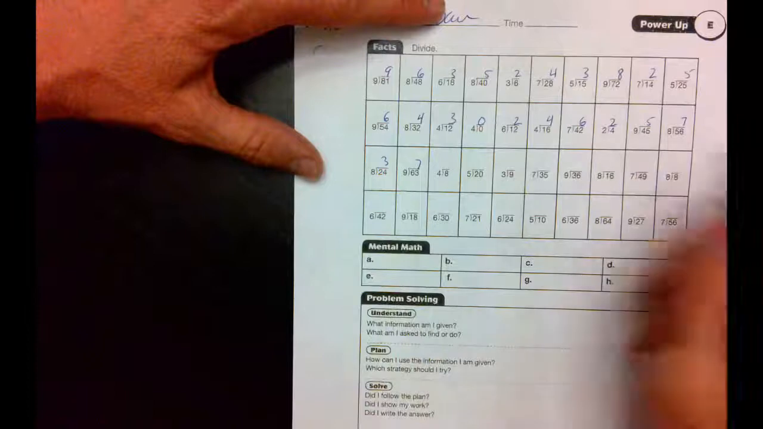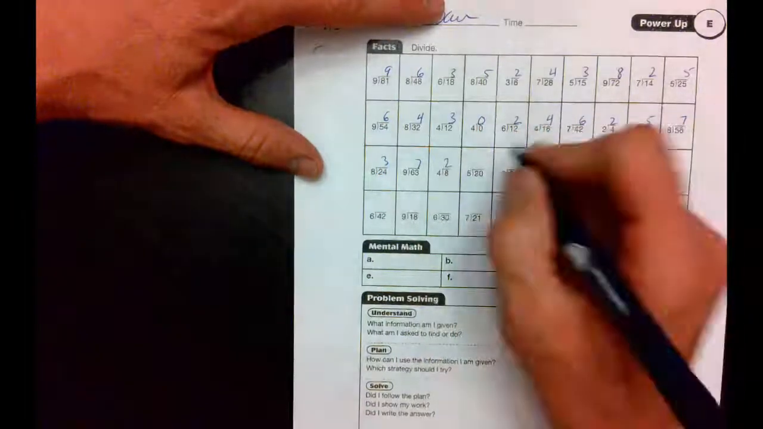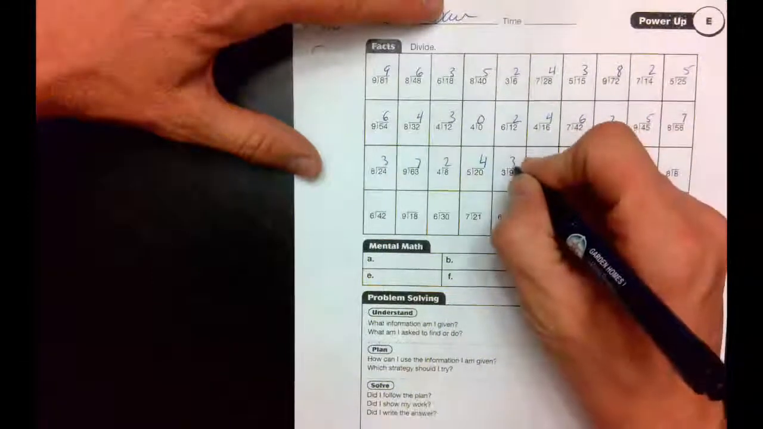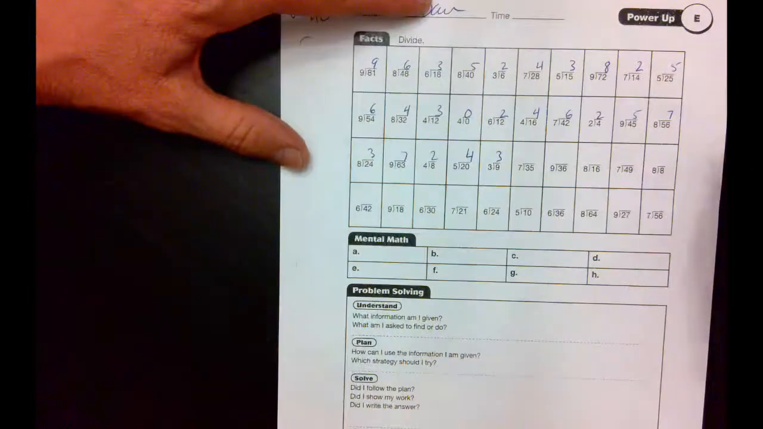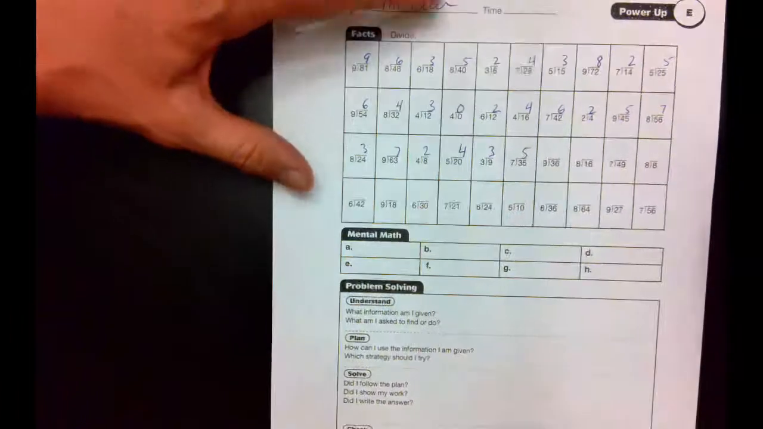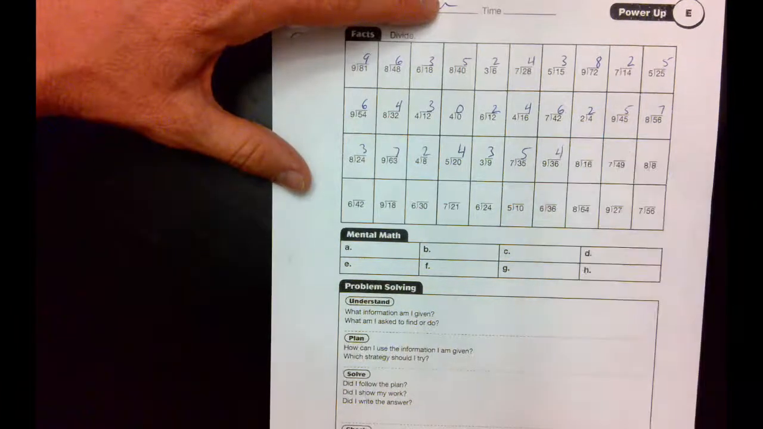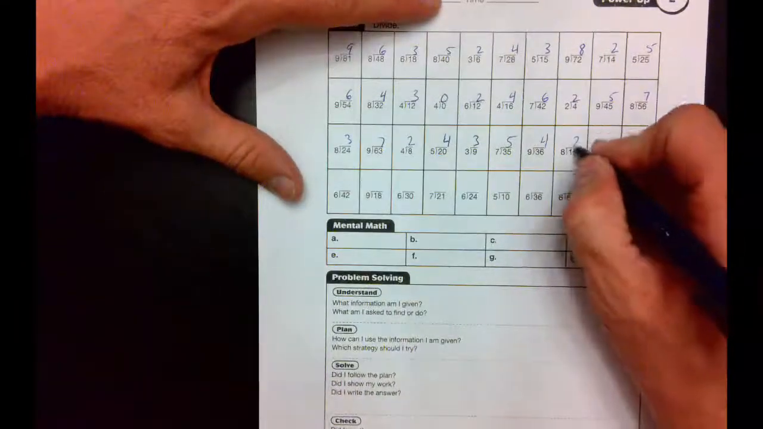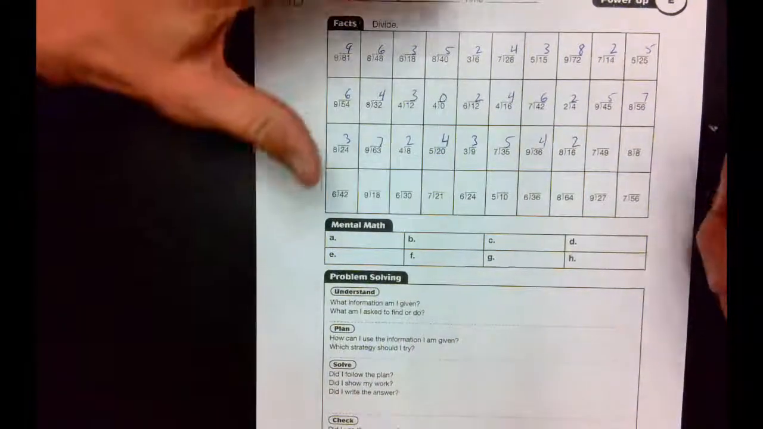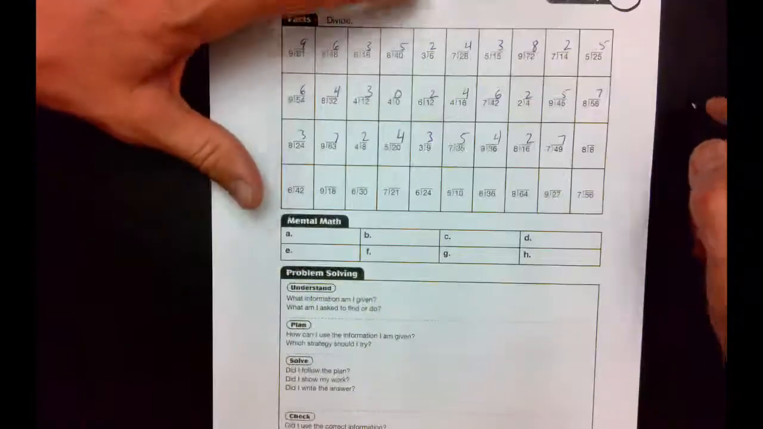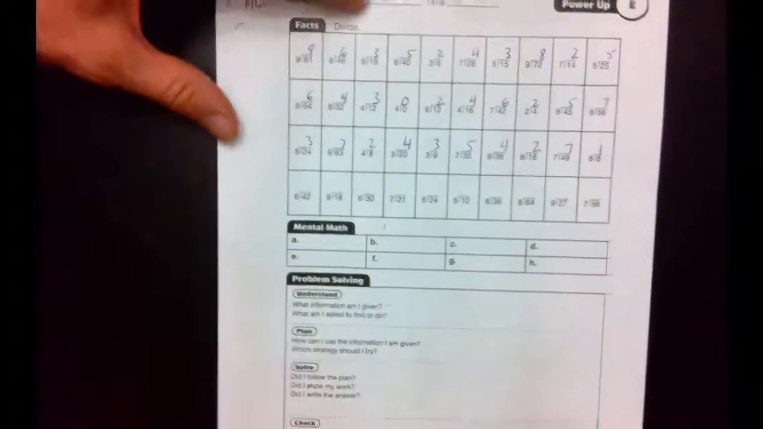8 divided by 4 is 2. 20 divided by 5 is 4. 9 divided by 3 is 3. 35 divided by 7 is 5. 36 divided by 9 is 4. 16 divided by 8 is 2. 49 divided by 7 is 7. 8 divided by 8 is 1.